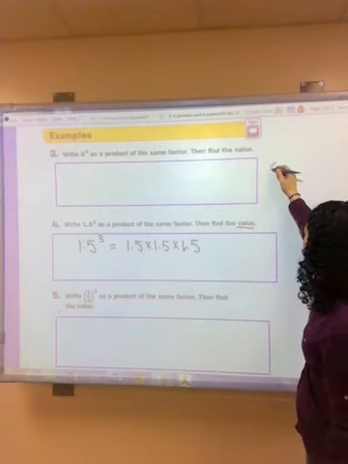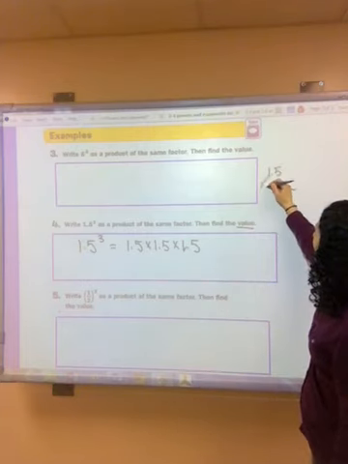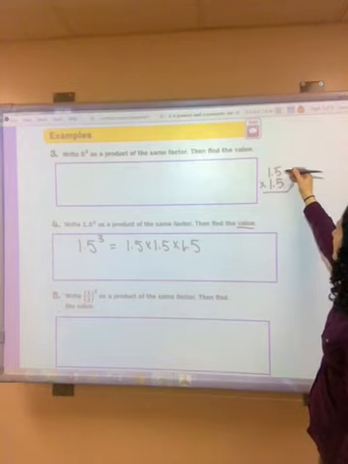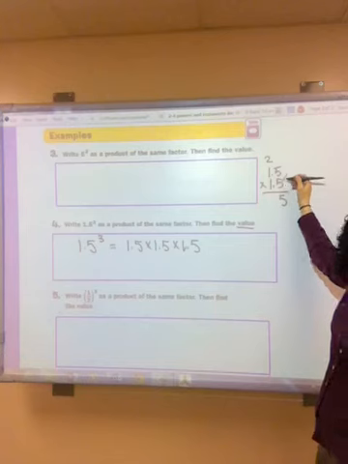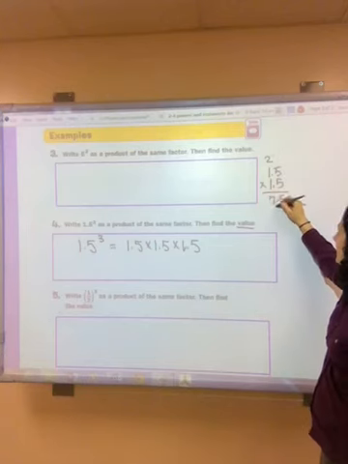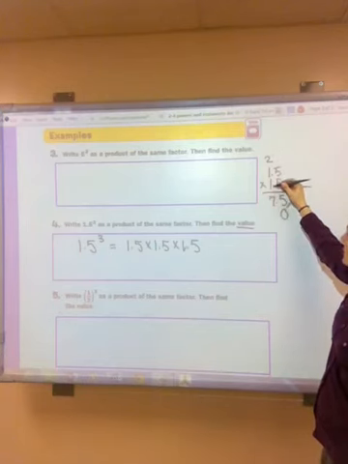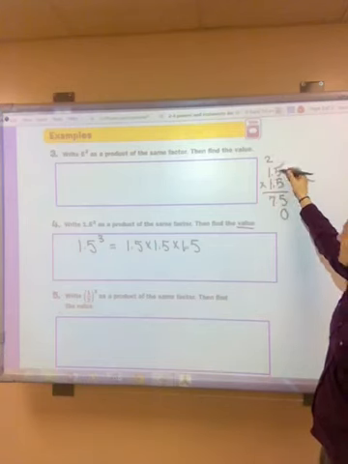Let's review decimal multiplication. 1.5 by 1.5. 5 times 5 is 25. 1 times 5 is 5, plus 2 is 7. Put down a 0 there. 1 times 5 is 5. 1 times 1 is 1. I add up my numbers as usual.